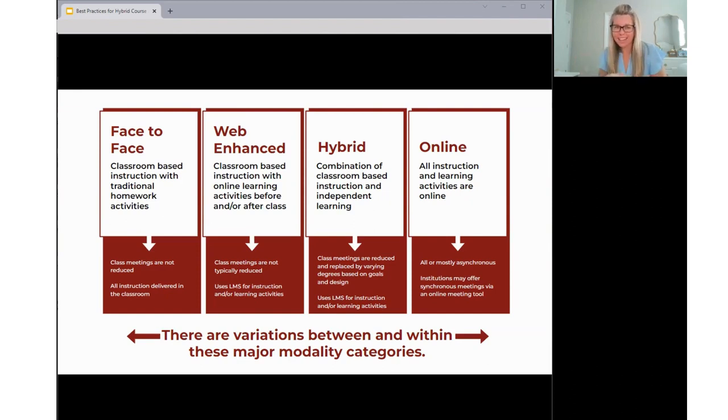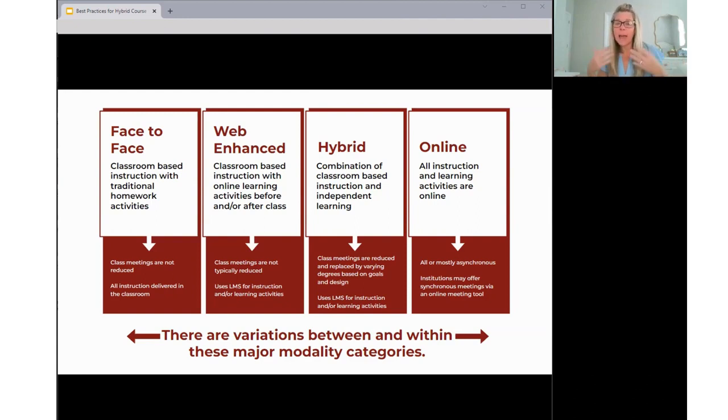Then we have the hybrid modality, and keep in mind there are different types of hybrid models, and we're going to get into that a little bit today, what that might look like. But basically, class meetings are reduced. So instead of meeting 3 times a week for the whole 15 weeks, there might be different rhythms of meeting in class, and then pair that with outside independent work, which is in lieu of what would normally be spent in class. So class meetings are reduced and replaced by varying degrees based on goals and design.